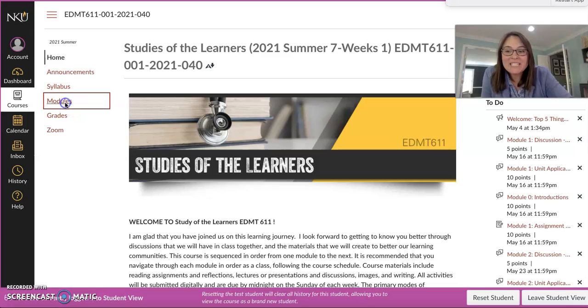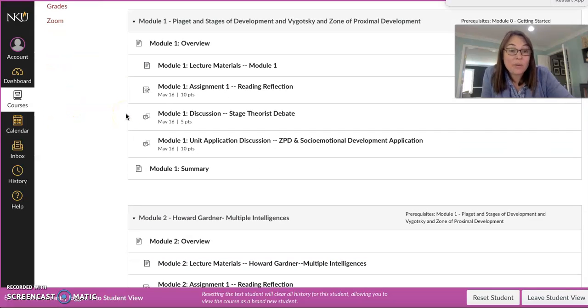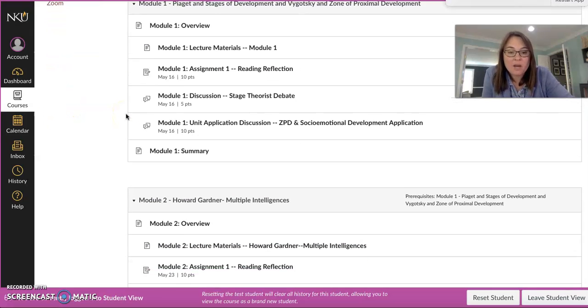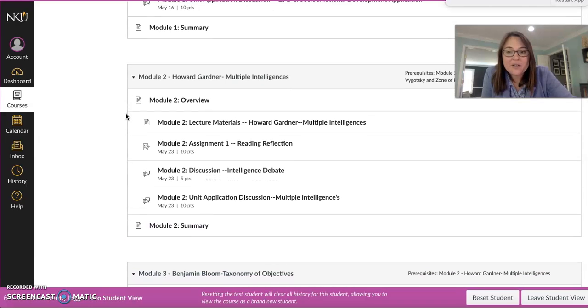Congratulations. Let's hop in and look to see what we are going to be studying for our second module. You can see here that Module 2 covers Howard Gardner and his idea of multiple intelligences.